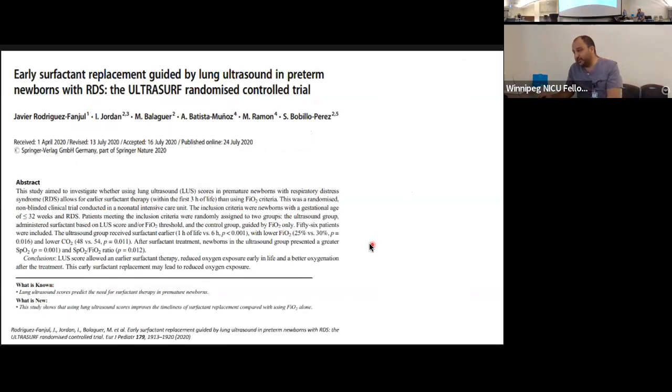The UltraSurf trial was a monocentric study randomizing surfactant administration based on the lung ultrasound versus the FiO2 threshold. It concluded that babies who had the lung ultrasound done early, before 2 hours of age, had surfactant administered much earlier compared to those relying just on the FiO2.